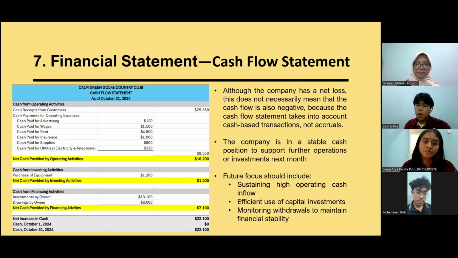And the last is cash flow. The company has a net loss. This does not necessarily mean that the cash flow is also negative, because the cash flow statement takes into account cash-based transactions, not accrual. The company is in a stable cash position to support further operation or investment next month. And future focus should include sustaining high operating cash inflow and the efficient use of capital investment and monitoring withdrawals to maintain financial stability.